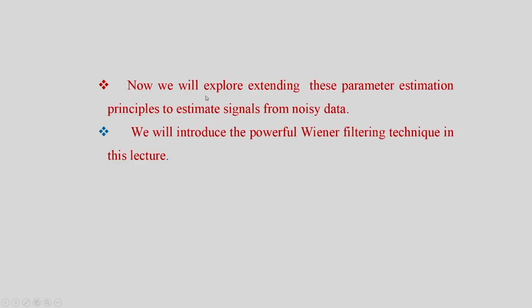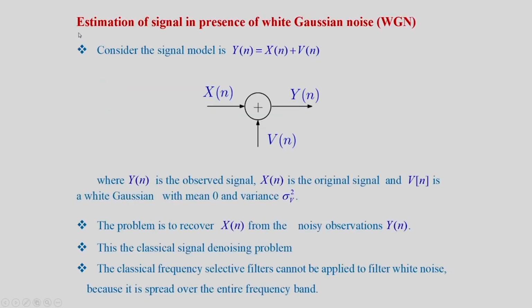Now, we will explore extending these parameter estimation principles to estimate signals from noisy data. We will introduce the powerful Wiener filtering technique in this lecture. Let us start with the problem of estimation of signal in the presence of white Gaussian noise. This is abbreviated as WGN.